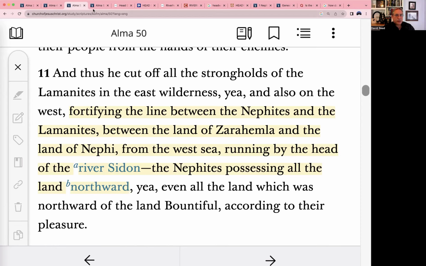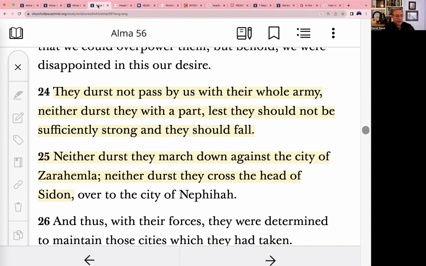And then the last reference in the Book of Mormon is in Alma 56, verse 25. If you take a look at verses 24 and 25 here, the highlighted portions are talking about the Lamanite army. This is with the armies of Helaman. It talks about how the Lamanite armies did not want to go by the armies of Helaman, lest they were not sufficiently strong and they should fall. So it talks about the Lamanite army being afraid to be exposed to the armies of Helaman. And then it also says in verse 25, neither durst they march down against the city of Zarahemla, neither durst they cross the head of Sidon over to the city of Nephi. So this description of the head of the River Sidon describes it more like a river or small river or stream or something that you could cross. And so that is the fourth reference to the head of the River Sidon.